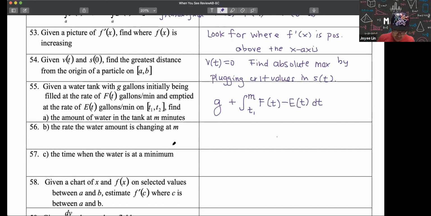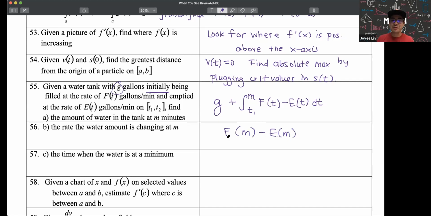The rate at which the water is changing. What do you do there? It says G gallons initially. G is initial. Find the rate at which the water amount is changing, at M. F of M minus E of M.